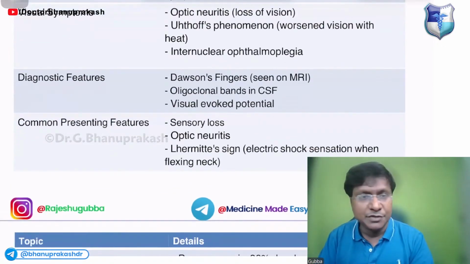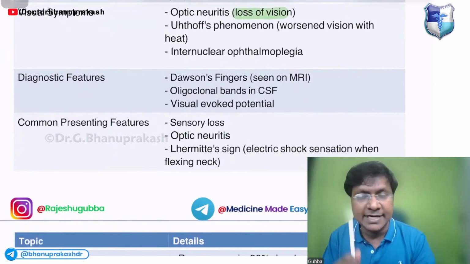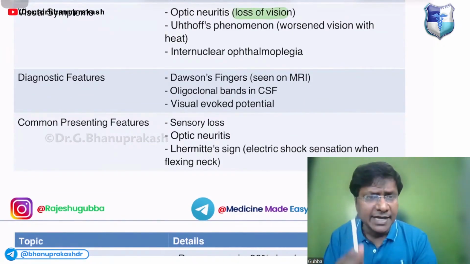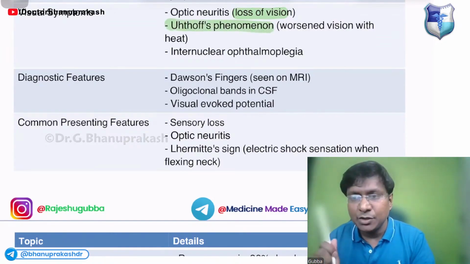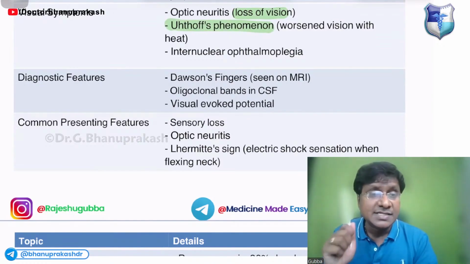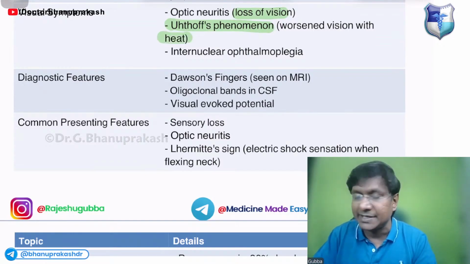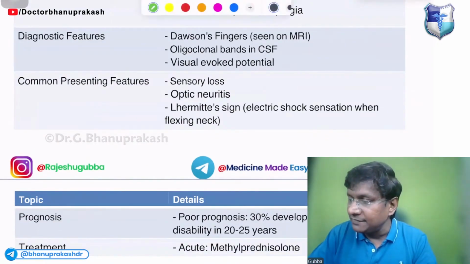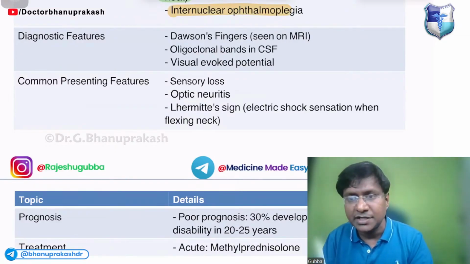So what will be the visual symptoms? There will be loss of vision, due to optic neuritis. A characteristic feature in patients with multiple sclerosis is the development of Uthoff's phenomenon. What exactly is this? The symptoms of multiple sclerosis which get worsened on exposure to heat is called Uthoff's phenomenon. These patients will also have internuclear ophthalmoplegia, and why is that? Due to demyelination of the medial longitudinal fasciculus.